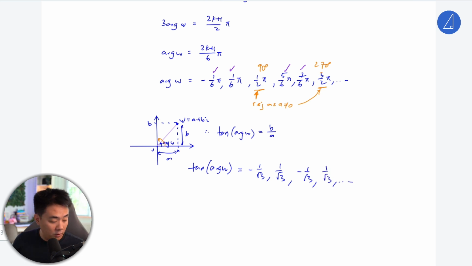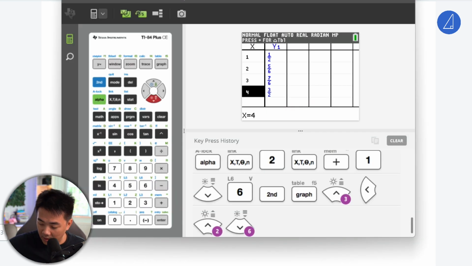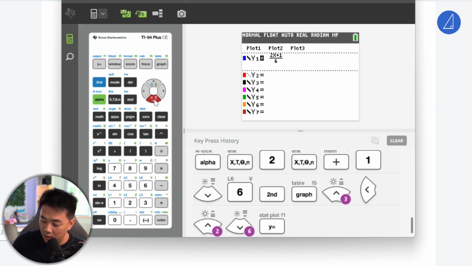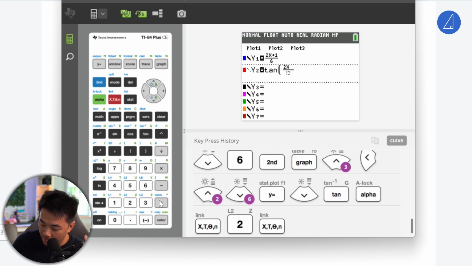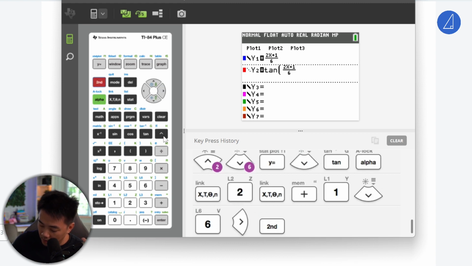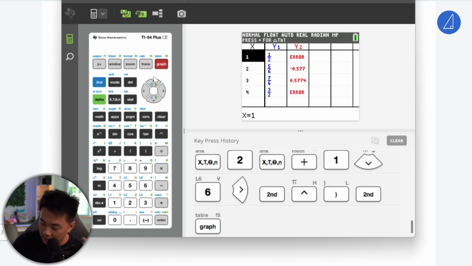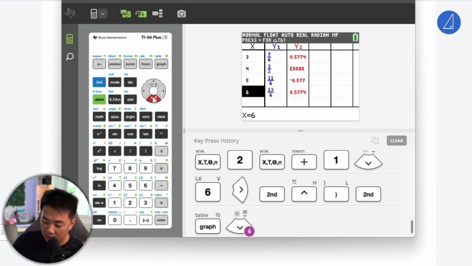But if not, you could just use a calculator to check. In the calculator, if you're not sure, you put tangent, then the value of 2x plus 1, then over 6, then pi. Then you realize that the value gives you negative 1 over root 3, 1 over root 3. The arrow just means infinity, because tangent 90 is infinity, so you can just ignore it. That is just an error as well.